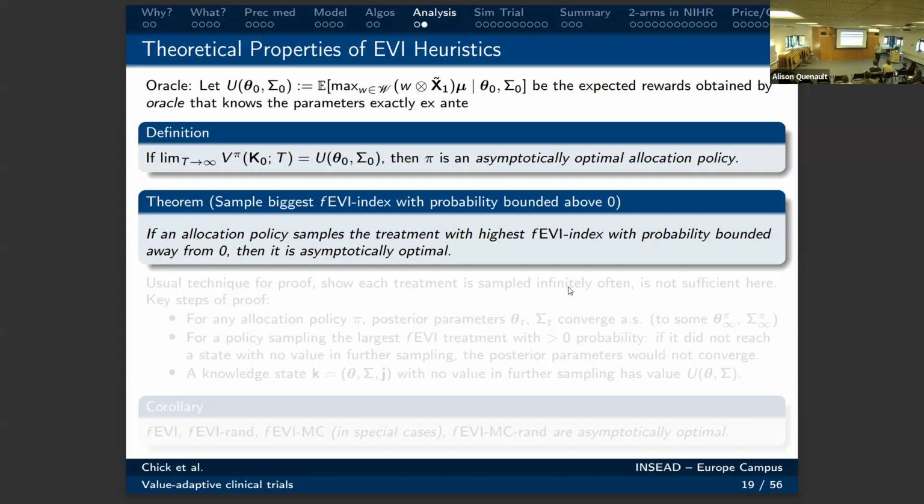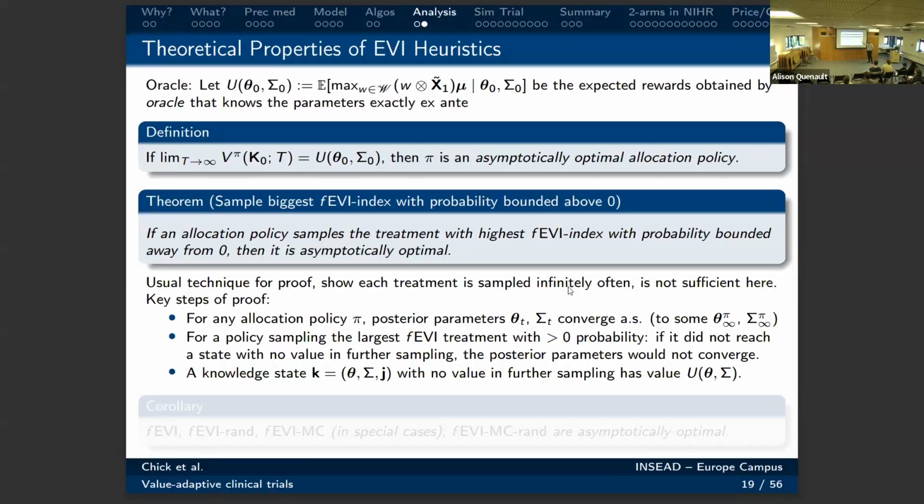Why? Because if we have 2 arms, A and B, and 2 types of patients, 1 and 2, I can always assign 1 to A and 2 to B. I'm sampling each infinitely often as long as I have a 50-50 mix of patients, but I'll never learn the optimal treatment. So a few side steps need to be done in the proof to make sure that everything works out, and it does.